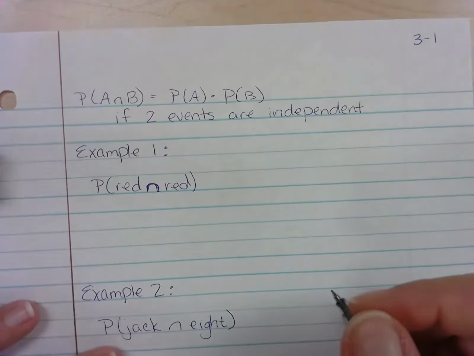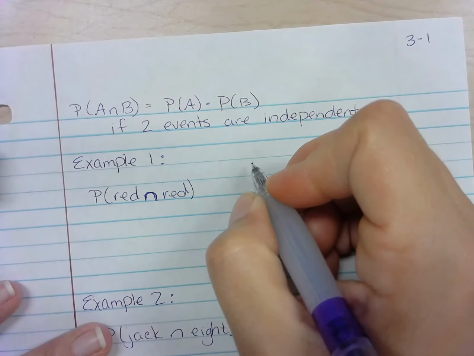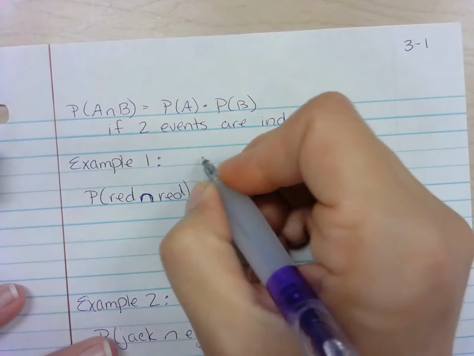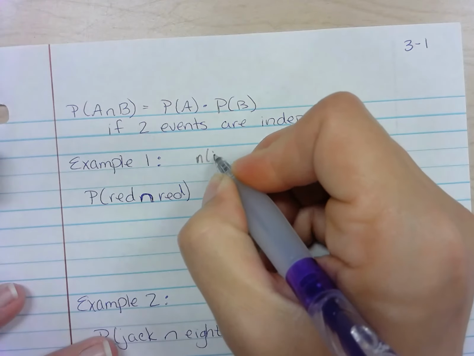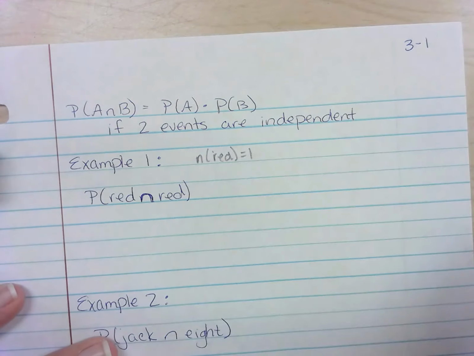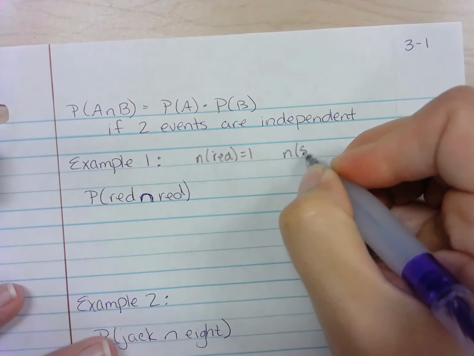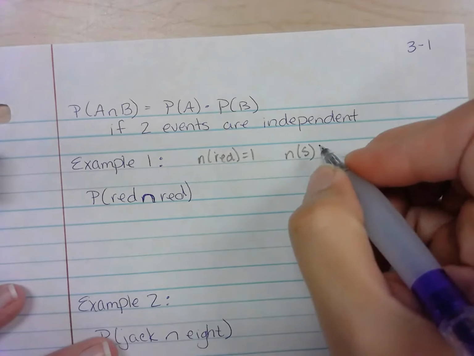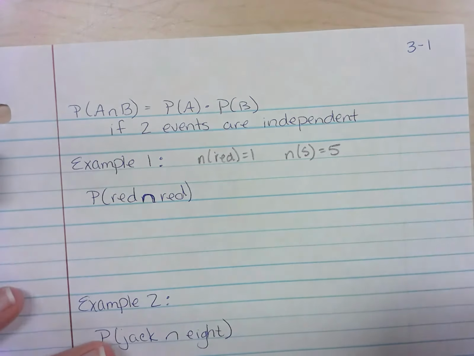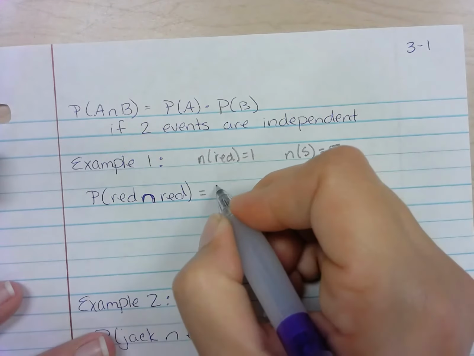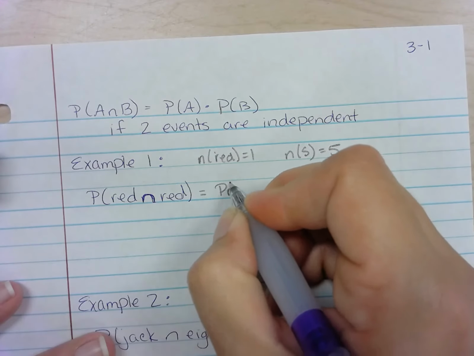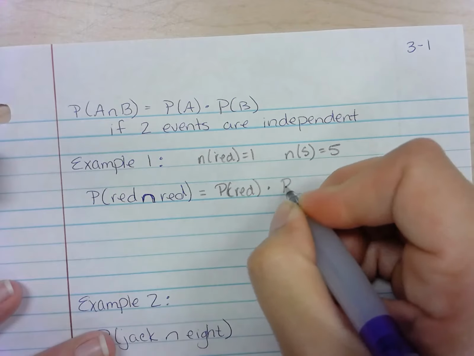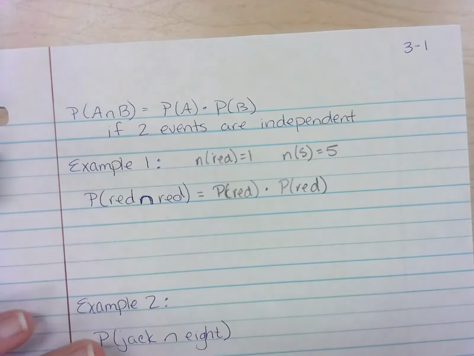Well, the first thing you want to do is calculate the probability that if I reach in, I get a red sock. There's one pair of red socks, so the number of elements for red socks is one, and the number of elements in the sample space is 1, 2, 3, 4, 5 pairs of socks. So we want to determine whether the probability that I get a pair of red socks is independent from the probability that I get a pair of red socks.